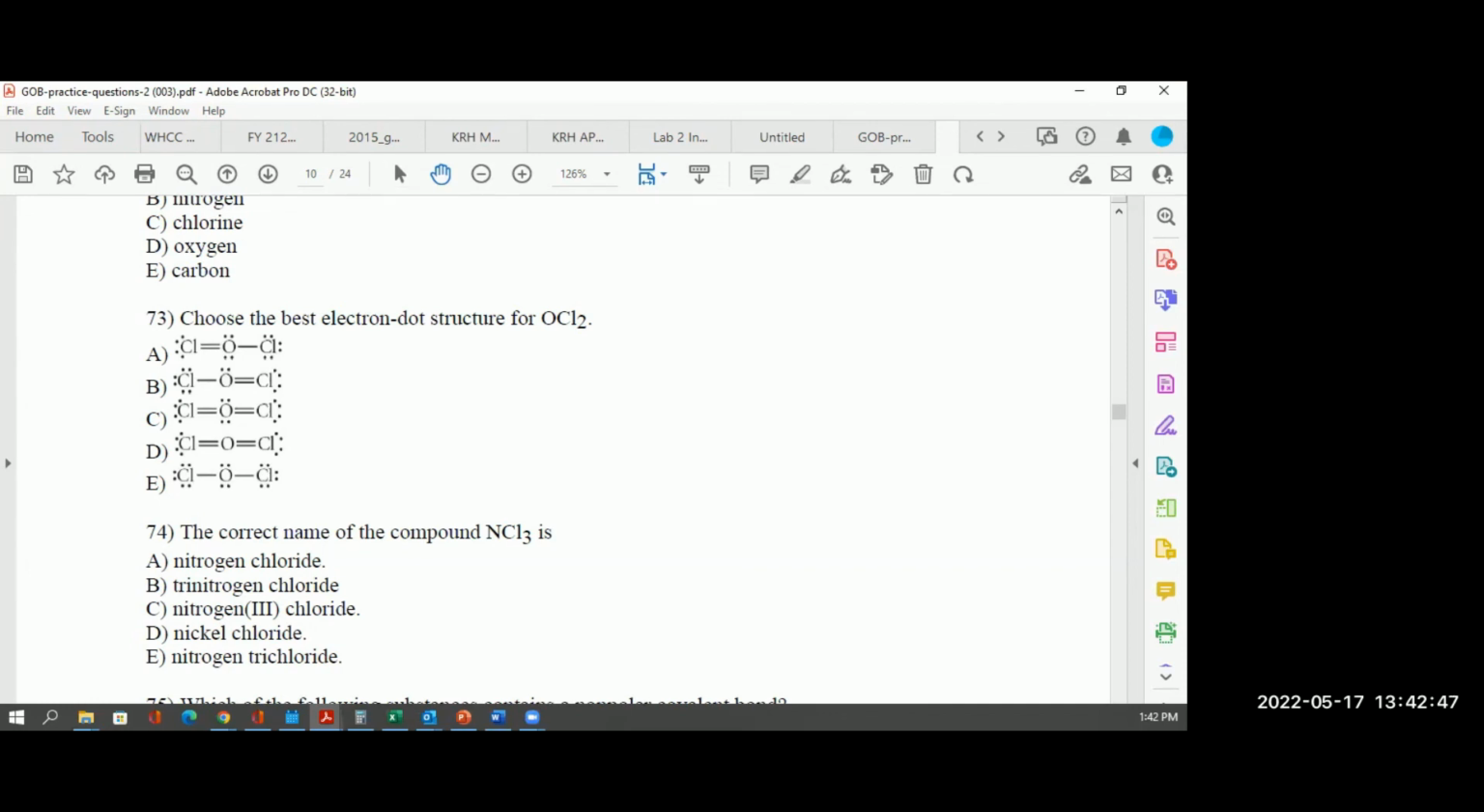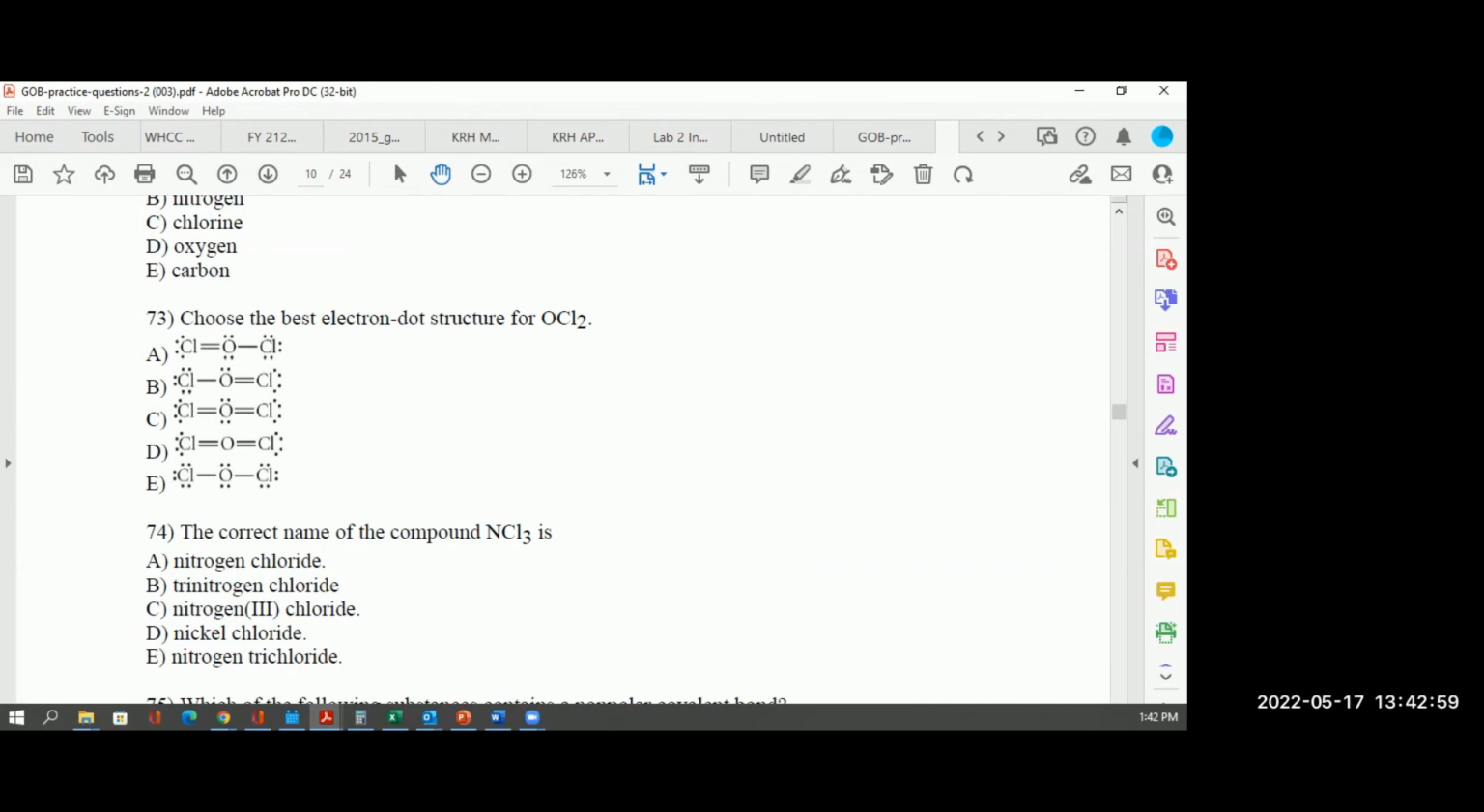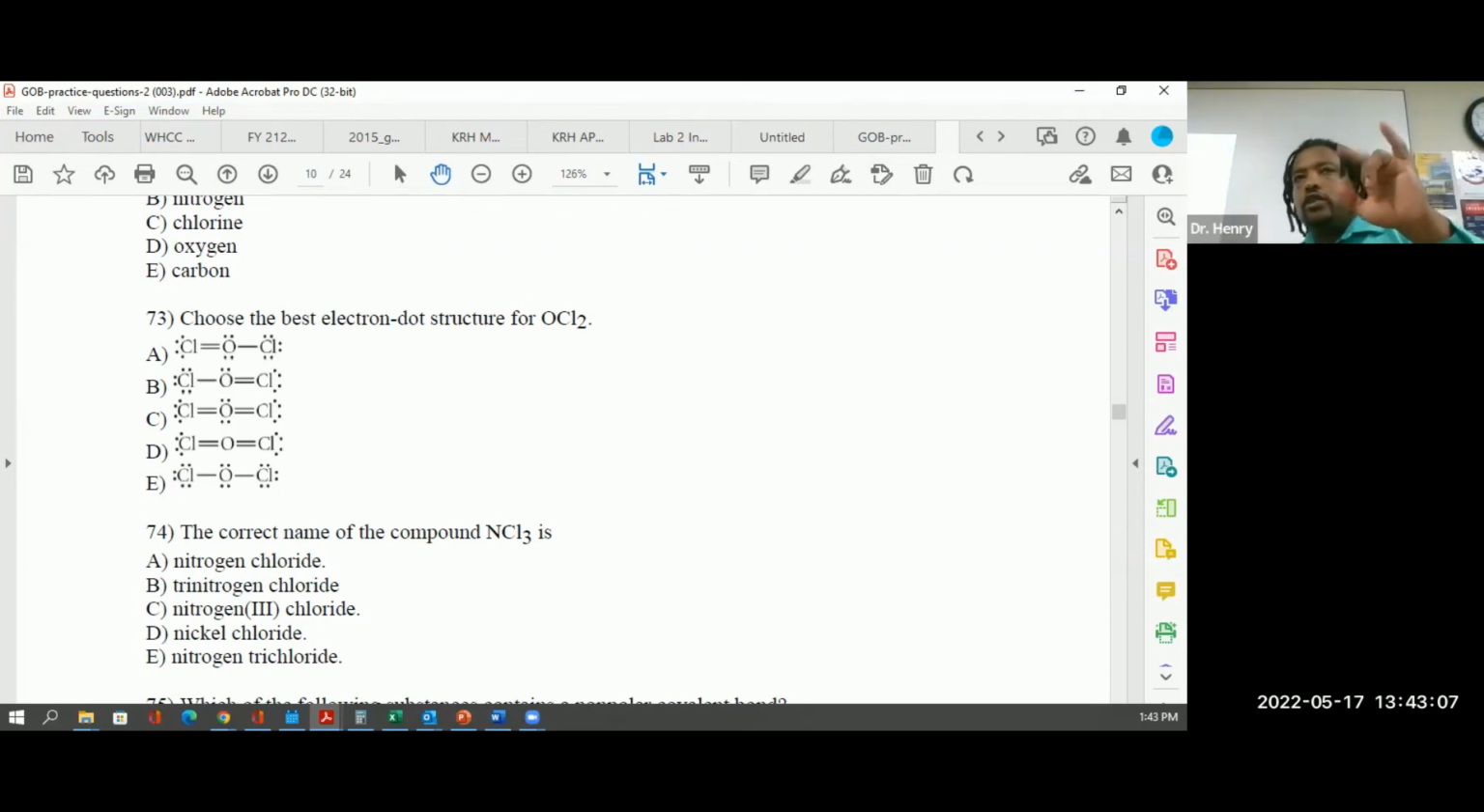It's not D because chlorine prefers not to have a double bond. It always likes to have a single bond. Chlorine only needs one electron. Oxygen needs two, so if it gets one from each of the chlorines, it has the two that it needs. Chlorine only needs one, so it's not going to want to share more than one unless it absolutely must. It has to be really forced into it.